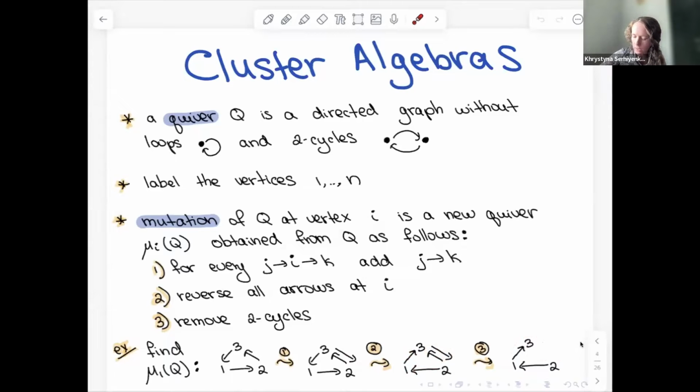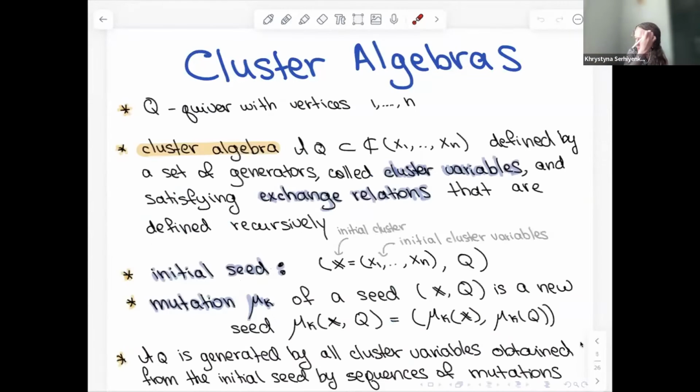And I didn't write this, but I should have, that the quiver mutation is an involution. So if I started with this quiver and I mutated at vertex 1 again, I would come back to the one I started with. So doing the mutation twice gets you back to where you started. All right, so that's the quiver mutation.